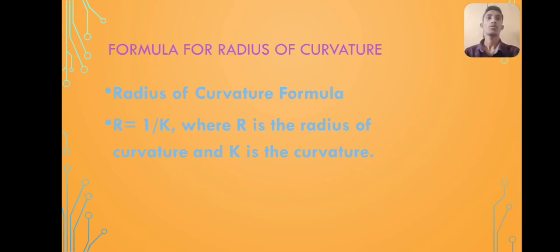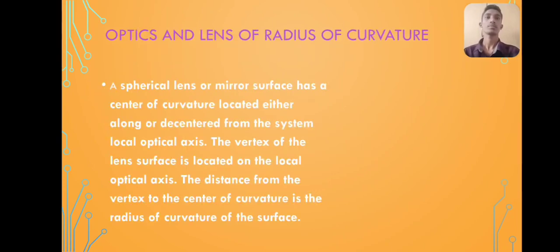Moving on to the formula for radius of curvature. We can see R is equal to 1 by k, where R is the radius of curvature and k is the curvature. Next we can discuss optics and lens of radius of curvature.